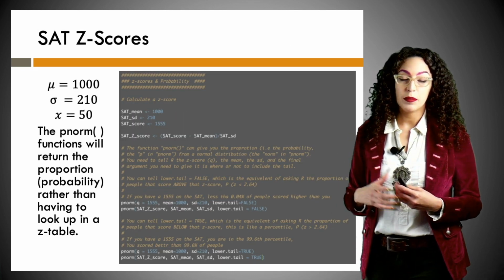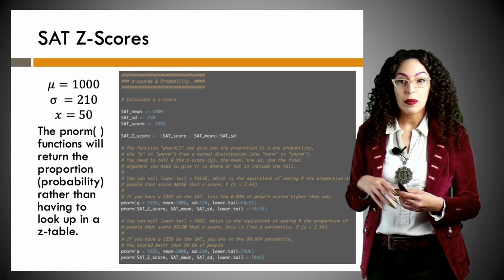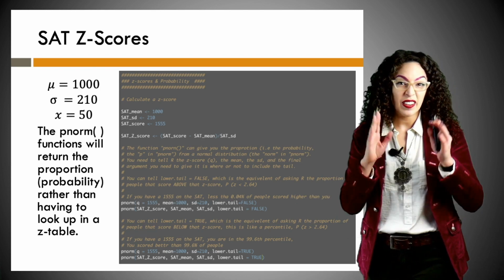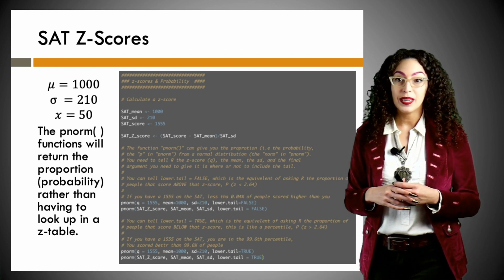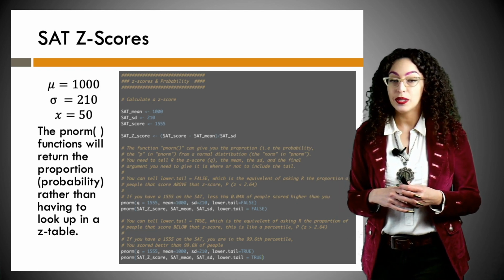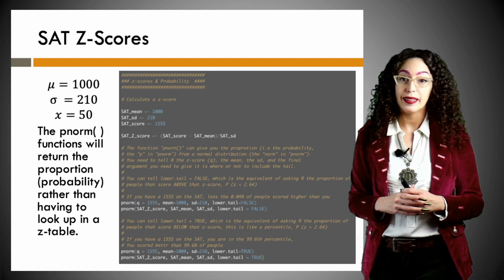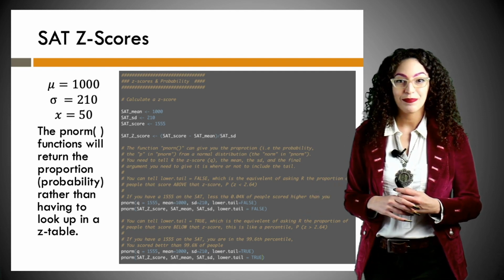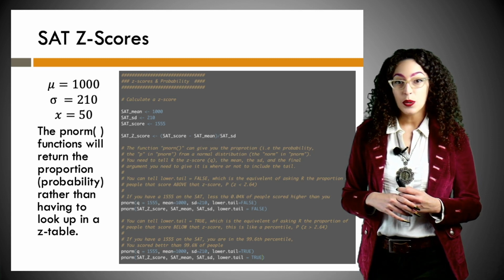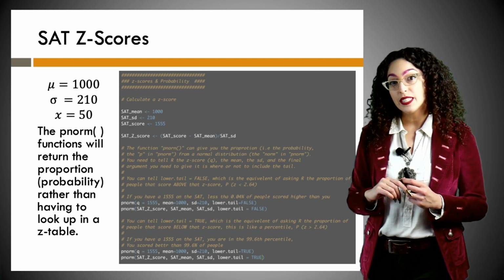Here is the example with the SAT scores, and I'm also showing you here how you can actually, instead of having to look up on that table, you can actually just ask R to tell you what the proportion is in that curve using p-norm. So that is the R for the day.